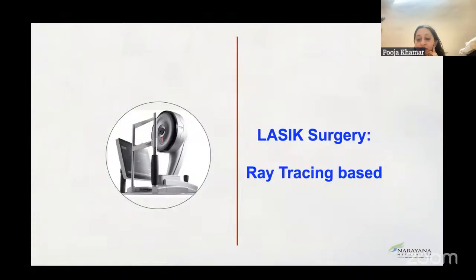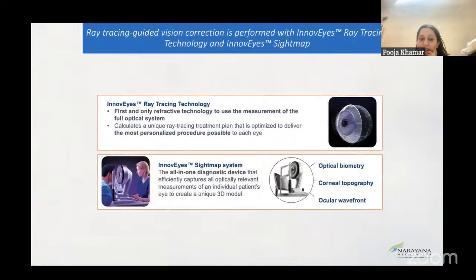Something which is very interesting, which is coming up, is ray tracing based LASIK surgeries. And you can call it Innovis or Wavelight Plus right now. Schwind has ocular wavefront treatment. So what it does is it takes the aberrations of the entire eye, the full optical system, and it has an AI-based nomogram through which it calculates a unique ray tracing treatment plan for every eye.